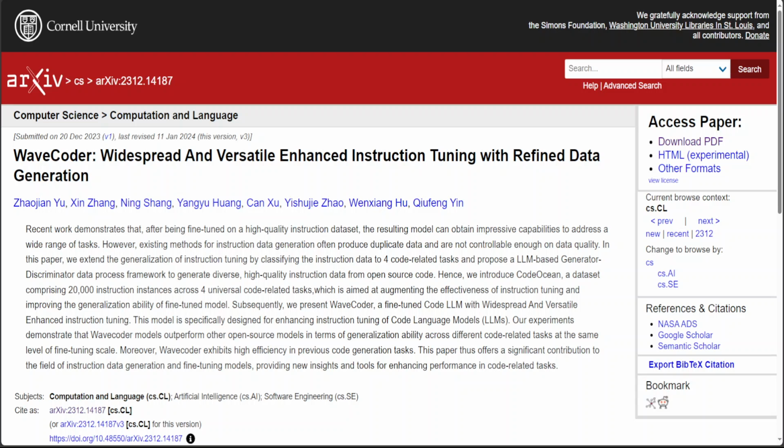So what this model did, they have come up with this new concept of CodeOcean, which is a data set comprising 20,000 instruction instances across 4 universal code related tasks, which is aimed at augmenting the effectiveness of instruction tuning and improving the generalization ability of the fine-tuned model. After that, they have WaveCoder, which is a fine-tuned code LLM with widespread and versatile enhanced instruction tuning.